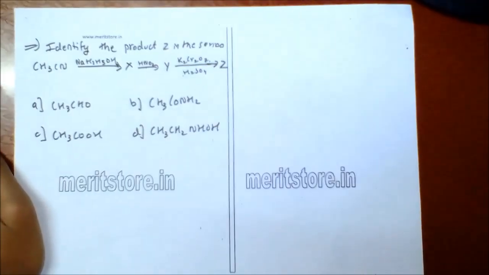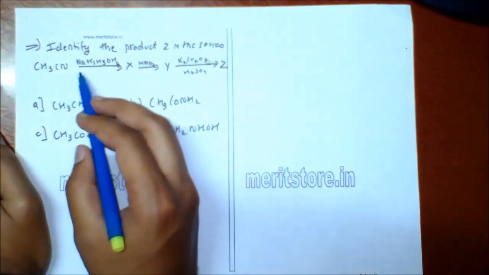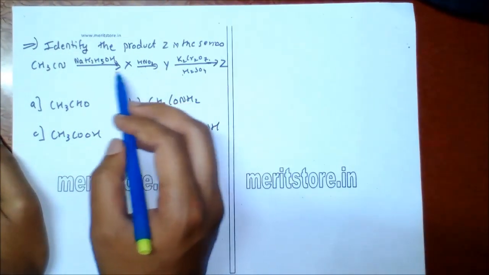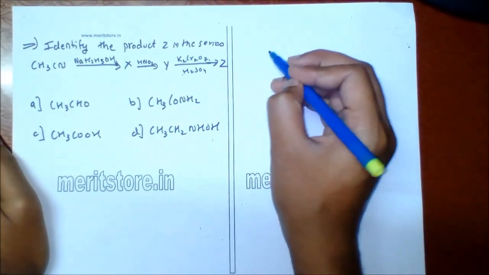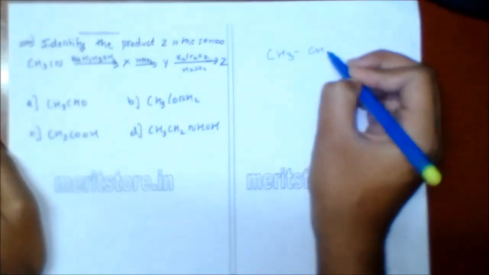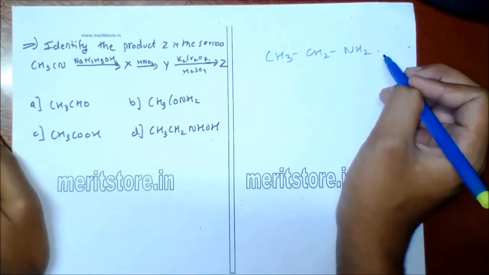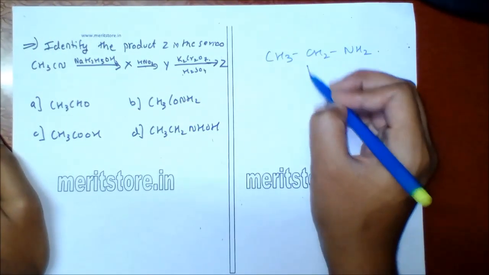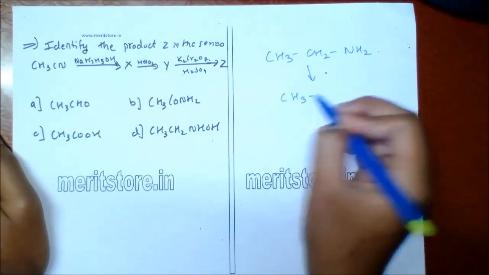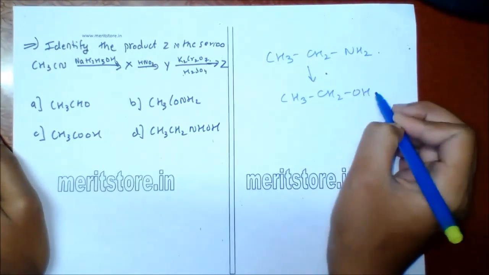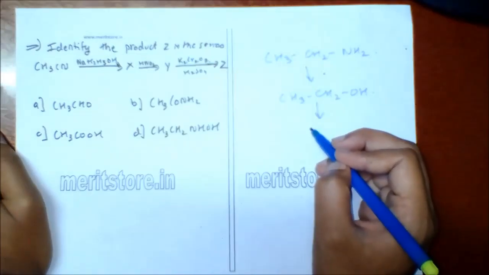Identify Z in the series. So when methyl cyanide CH3CN reacts with sodium and ethyl alcohol, reduction takes place to form X. So the X is ethylamine, CH3CH2NH2, which on reaction with nitrous acid will give compound Y. So Y will be ethyl alcohol, CH3CH2OH. So Y on reaction with K2Cr2O7 and H2SO4 will give acid.